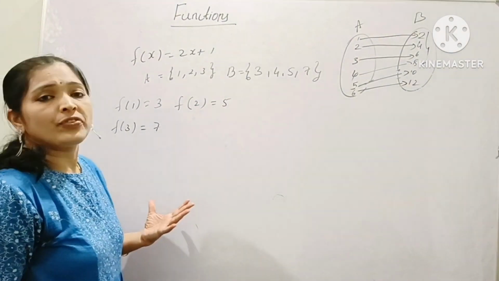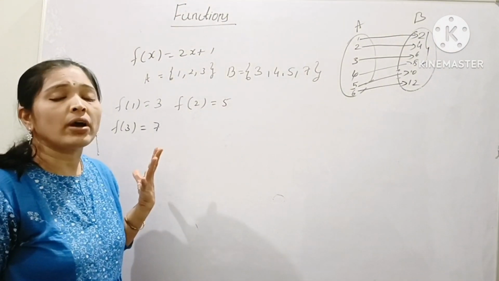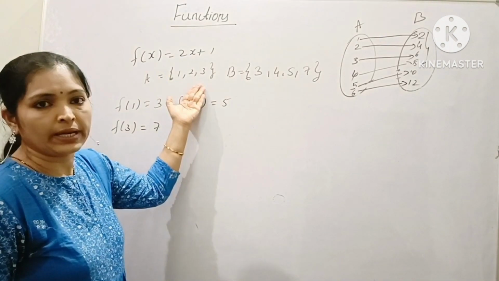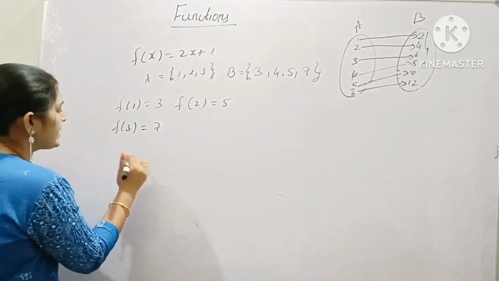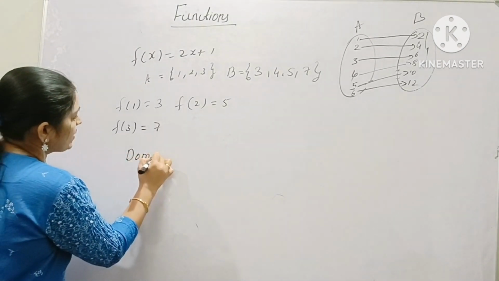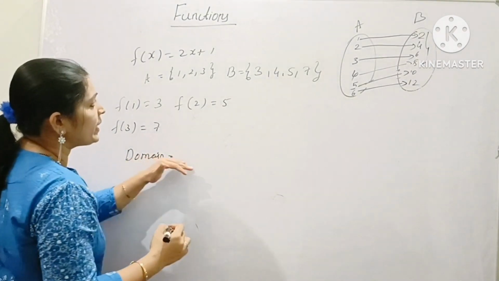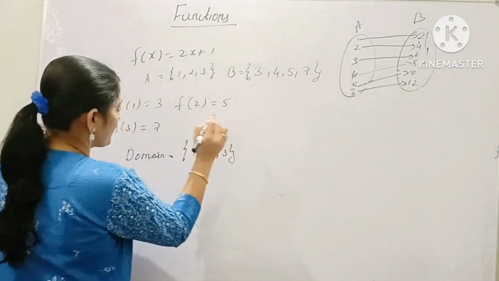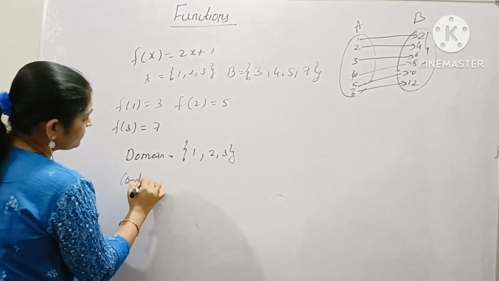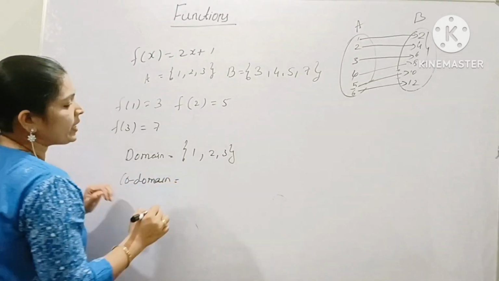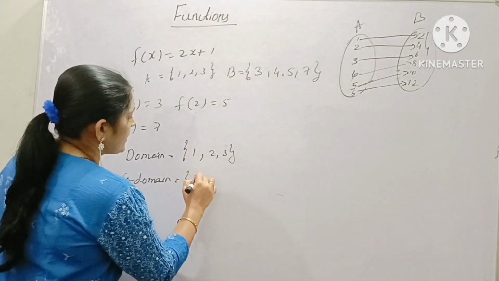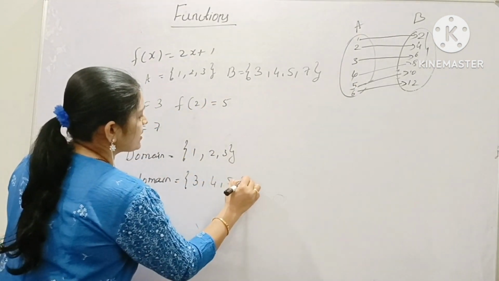See, domain of the function is nothing but the set of first elements, that is A, right? That is A itself. So domain is nothing but set A itself, that is 1, 2, 3. Codomain is nothing but set B itself, that is the set 3, 4, 5, 7.